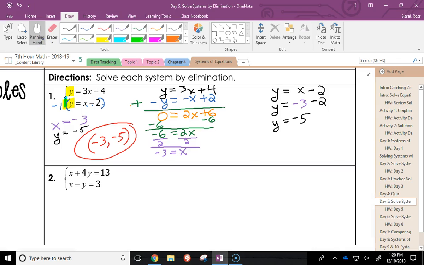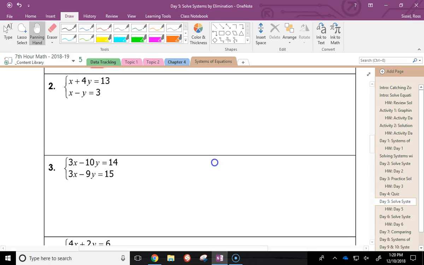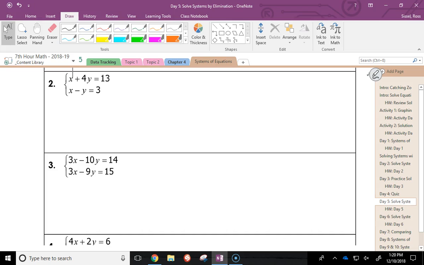I'm going to do another one kind of by myself, me leading it. And then the next one I'm going to have you guys really help out. So this is kind of like I do, then you do, or we do, and then I do. So, first problem, it says x plus 4y equals 13.